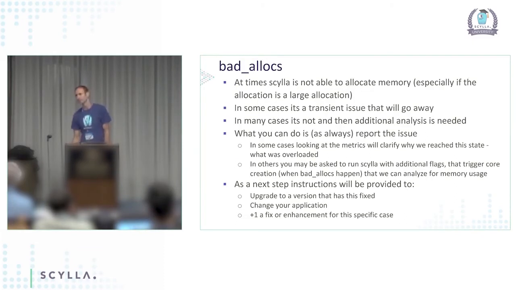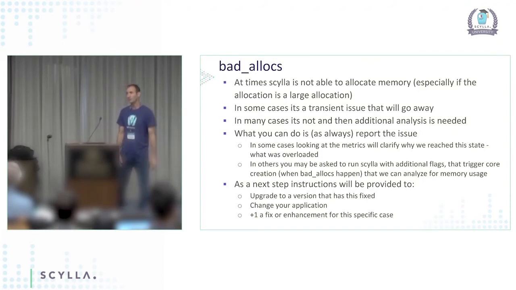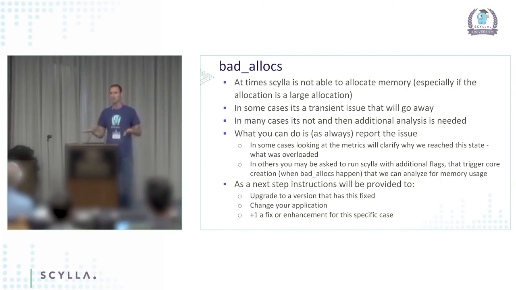Bad allocs. Large allocations are bad, but there is always something worse than something bad, and bad allocs are worse. That means that Scylla wasn't able to allocate the memory, and it throws a bad alloc. Now, bad allocs can happen, and Scylla is able to work with some bad allocs. They're not great, but it can happen.